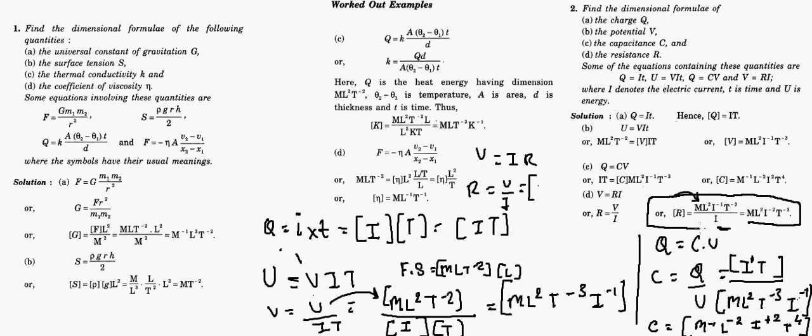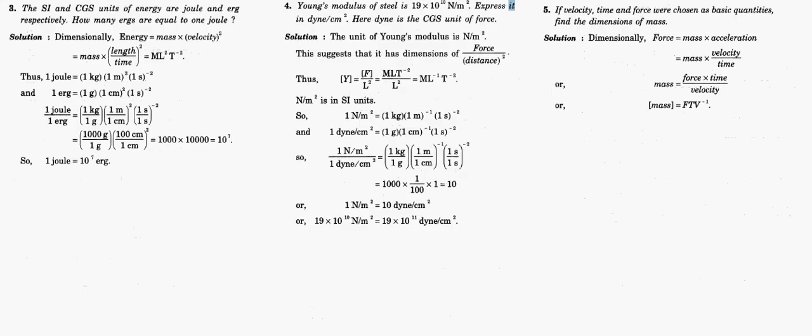Once you find the potential, you know how to find it using the formula. I'll show you once again that the potential energy is equal to VIT. From there we will get V as the potential energy upon IT, and energy is nothing but the work done, which is equal to force into displacement. Got it?